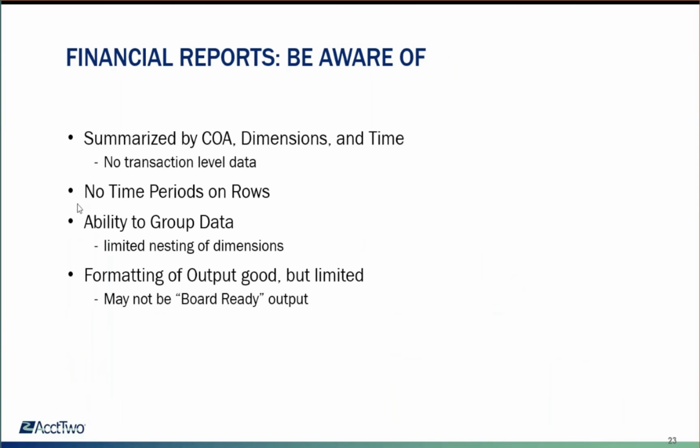Now, some things to be aware of with the financial reports. In any reporting system, there are some things to be aware of, and I just think we should talk about this for each of these reporting types. As I've mentioned, these reports are summarized by chart of account, by dimensions, by time, and by actual versus budget. So there is no transactional level data, but it can be a lot of detail. And from that detail, from the report in HTML, you can drill down to the general ledger, and then from the general ledger down to the original data entry.